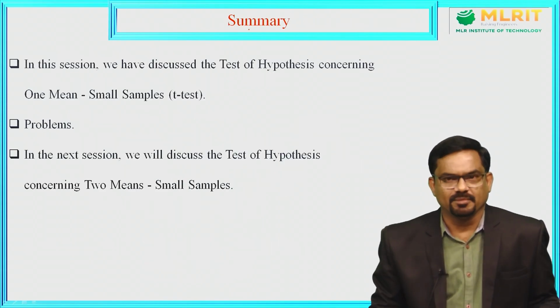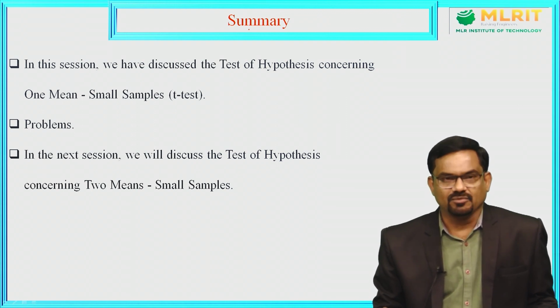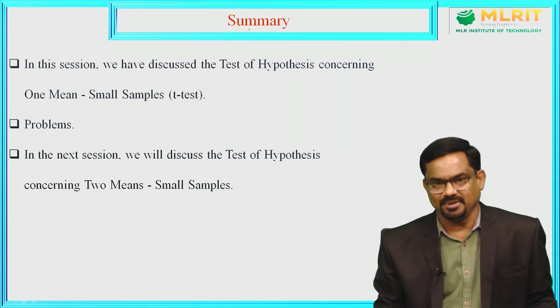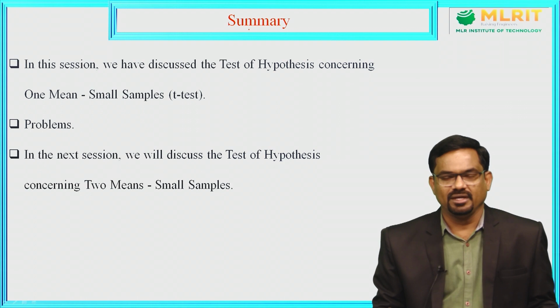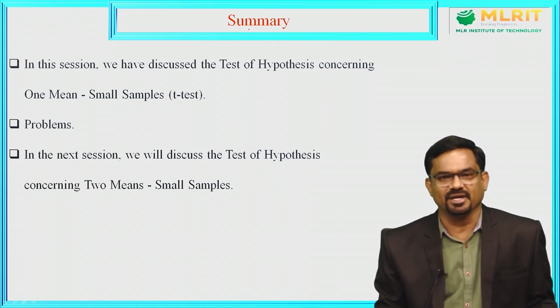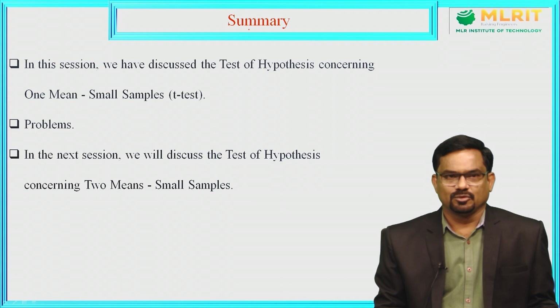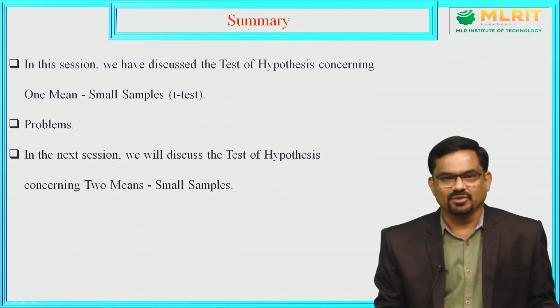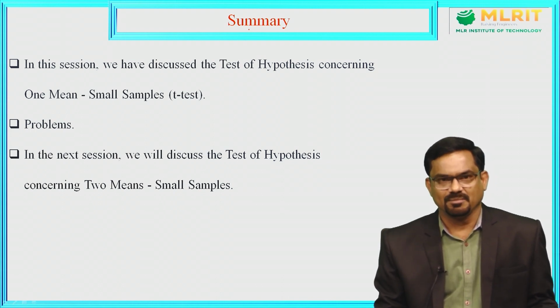And coming to the summary of today's session, we have discussed the test of hypothesis concerning one mean for small samples. In one mean small samples we use the T distribution, and we calculate the tabular value of T for nu equal to n minus 1 degrees of freedom using the T distribution table. The test statistic follows the T distribution, given by x bar minus mu by s by root n. We have discussed 2 problems on testing of hypothesis concerning one mean for small samples.